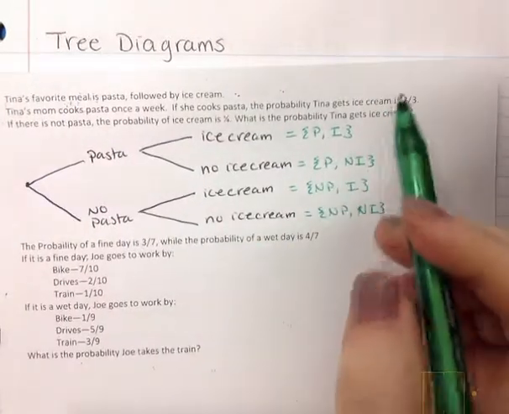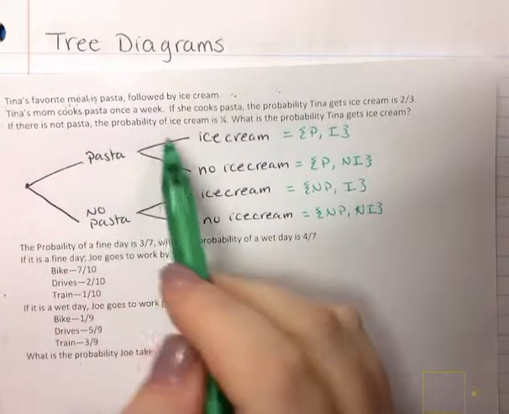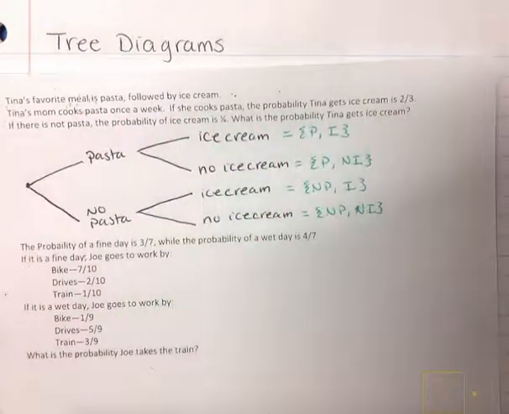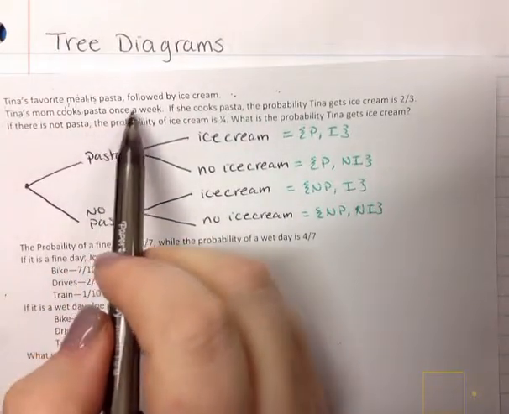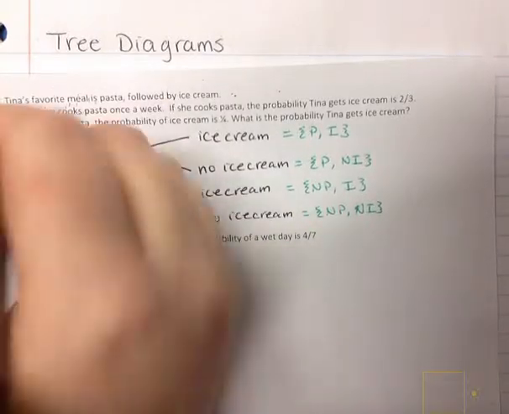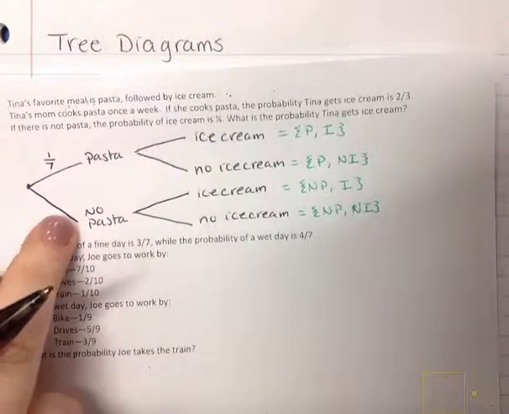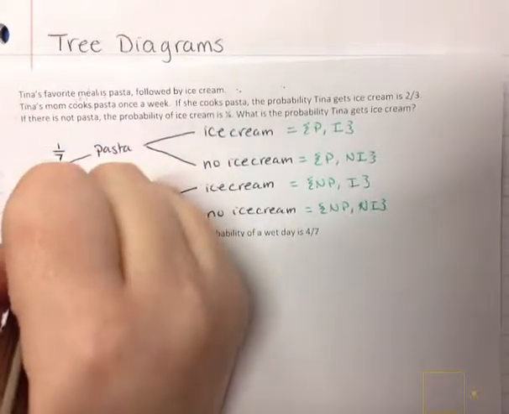Then we can get our fractions. We need to use the numbers in the information to figure out our probability of it happening. It says that Tina's mom cooks pasta once a week. So pasta would be once a week. Now there are 7 days in a week, so we would put 1 out of 7. Then for no pasta, we would have 6 out of 7.